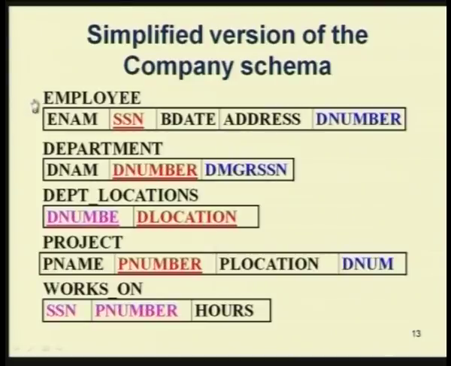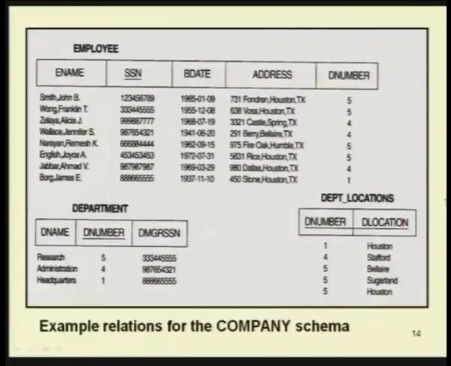This manager SSN also will come in employee. So, there is actually a foreign key, this D number relates this and this. So, this is a foreign key here. Here this is the foreign key which relates this department manager to the actual employee which is there in the employee entity. So, that is as far as the company schema.